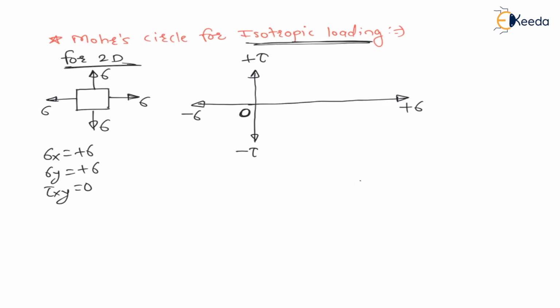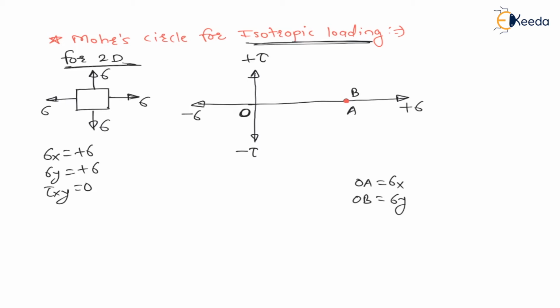Now from O to A, we have to plot sigma x. Plot sigma x on the positive side, O to A. Now from O to B we have to plot sigma y. Sigma y is also plus sigma, which means we will get the same point for B also. Now from A we have to go tau xy magnitude downward, but tau xy is 0. From B we have to go tau xy magnitude upward, but tau xy is 0.